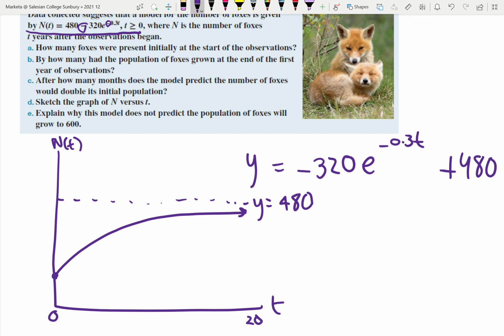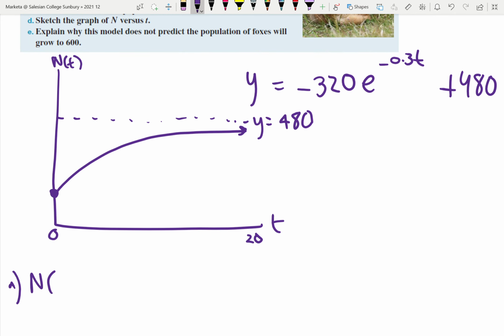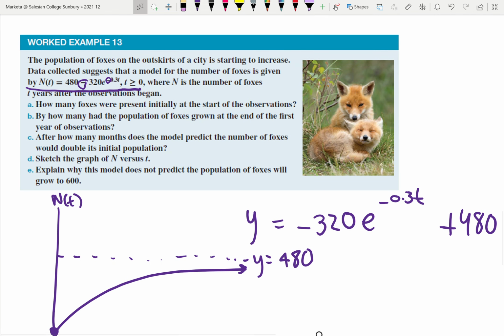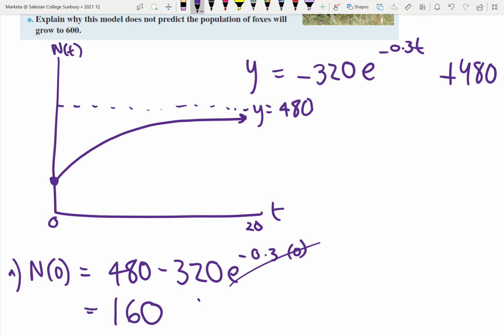So now that I have that, it's easy to analyze because the features of the graph represent different things. We can see at time equals 0, this y-intercept is the original number of foxes that are there. And as I predicted, it's going to ask us that first. So how many foxes were present initially at the start of the observation? So I'm going to do that with the algebra. n of 0 equals 480 minus 320 e to the negative 0.3 times 0. Now anything to the power of 0 is 1, so that will go, and 480 minus 320 is 160. So initially we have 160 foxes.